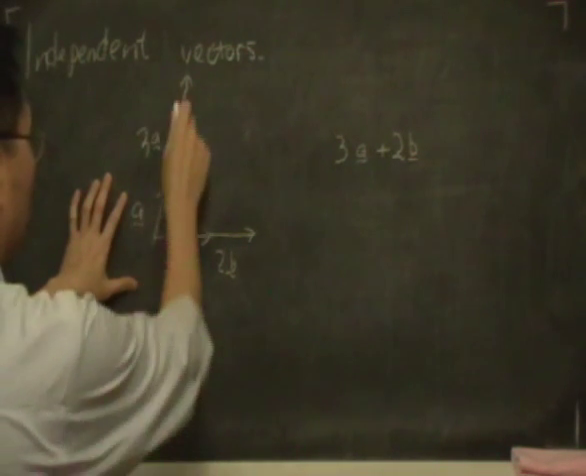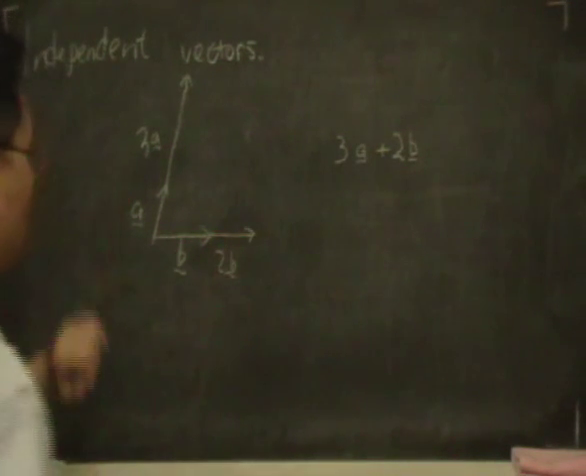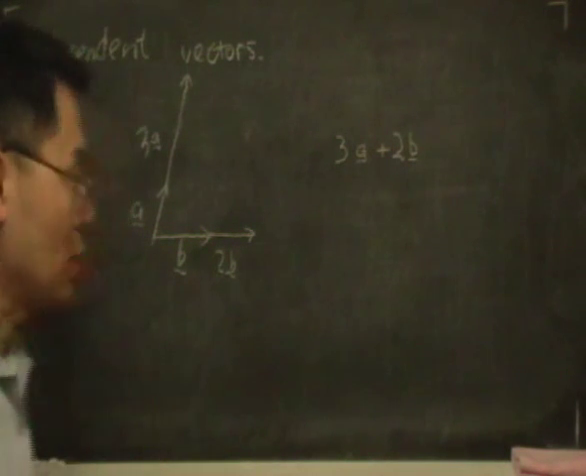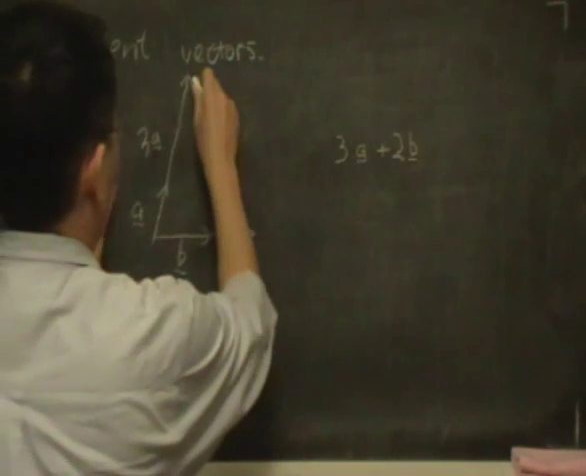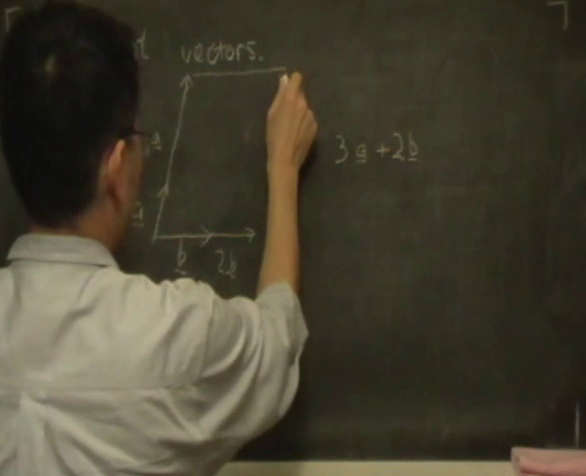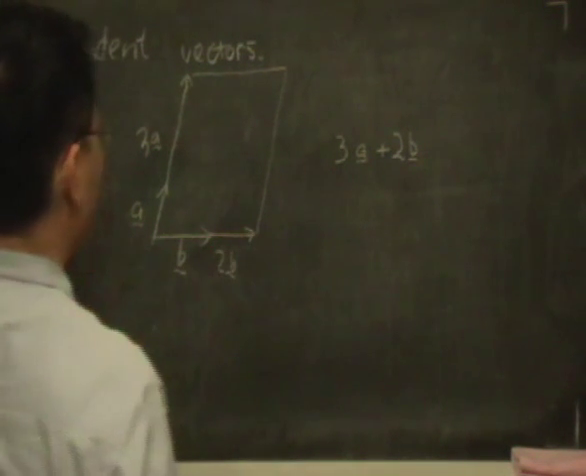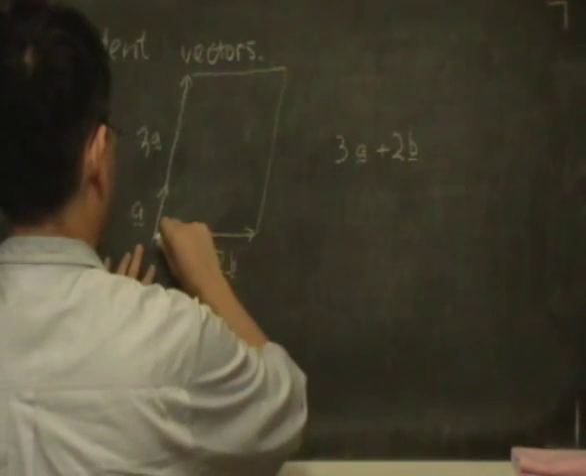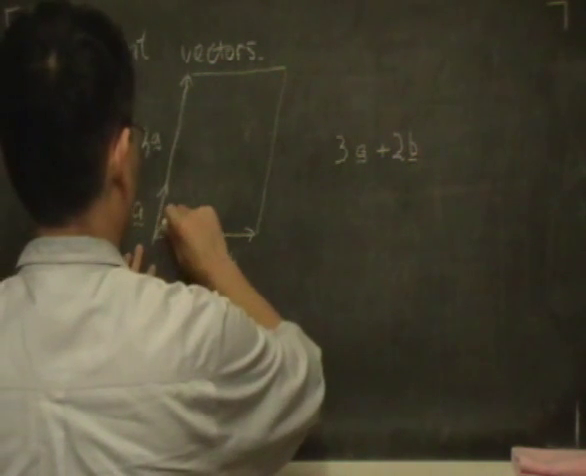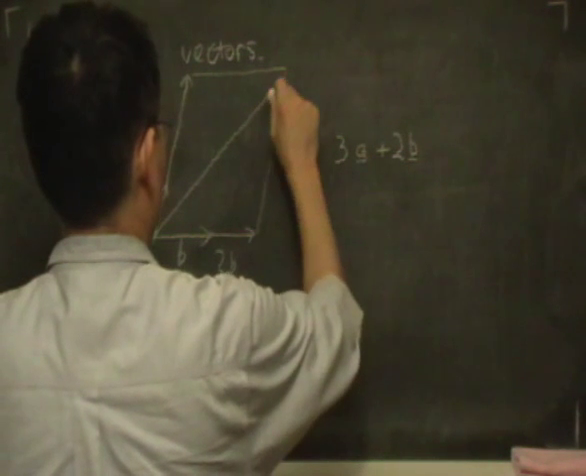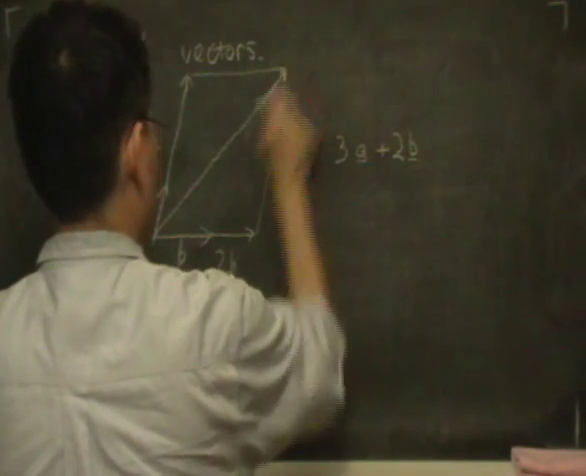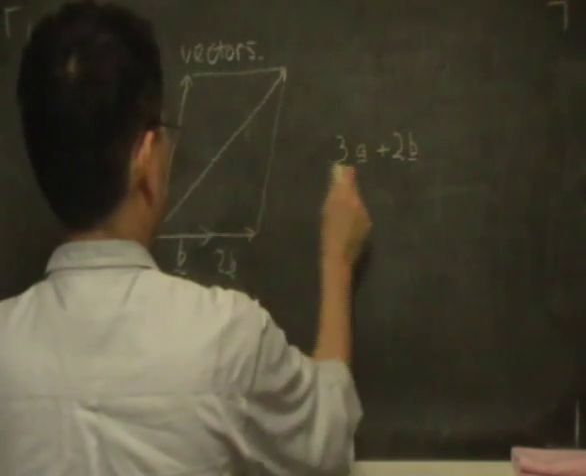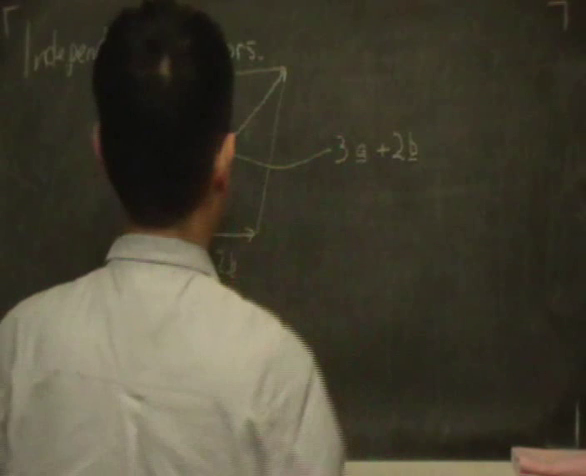So this addition, this 3A plus 2B, the answer is given when we complete this parallelogram. If you think of these two arrows as the sides of a parallelogram and complete the figure like that, then I can get this resultant vector by joining the opposite corners to form a new vector. So this vector would be 3A plus 2B.